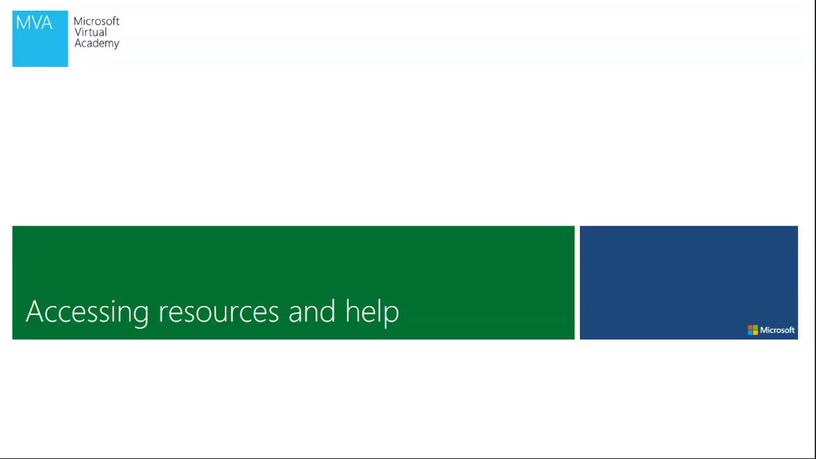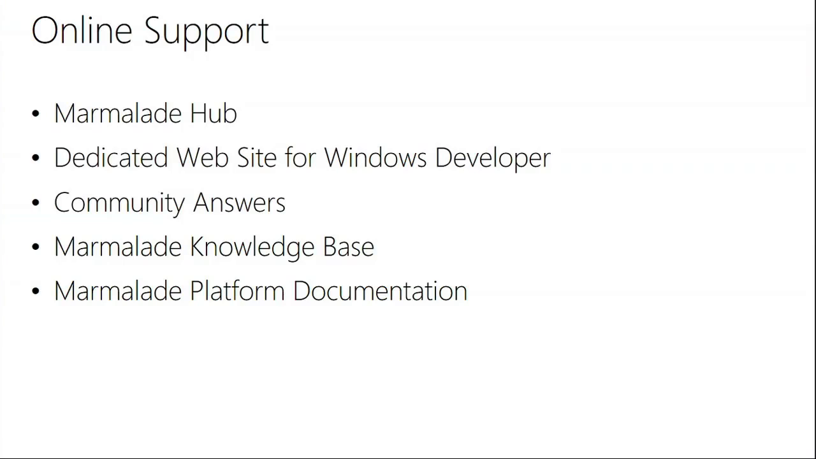So we go back to the presentation. What we're going to do now is just talk about accessing resources and help. There's various different ways of doing that. So the key things are, from a Marmalade perspective, there's a Marmalade Hub. There's a dedicated website for Windows developers at marmalade.com/Windows. There's a community answers and Marmalade knowledge base. And there's lots of Marmalade documentation.